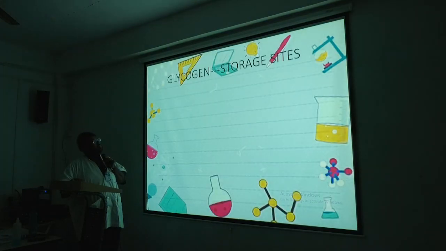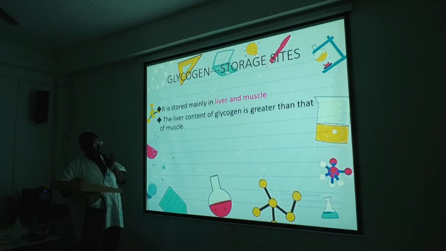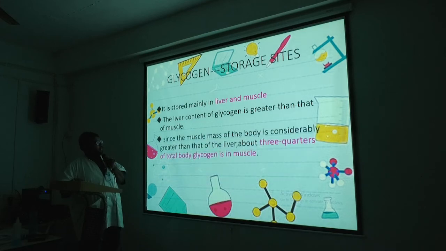Glycogen storage site. It is best stored in the liver and the muscles of the body. The liver contains more glycogen than the muscles. Since the muscle mass of the body is considered, three-fourths of the total body glycogen is in the muscles.